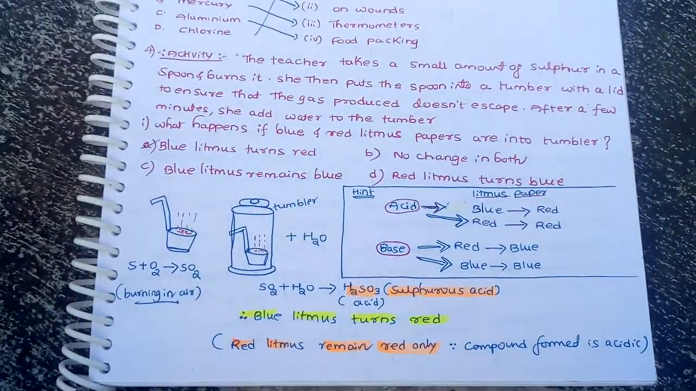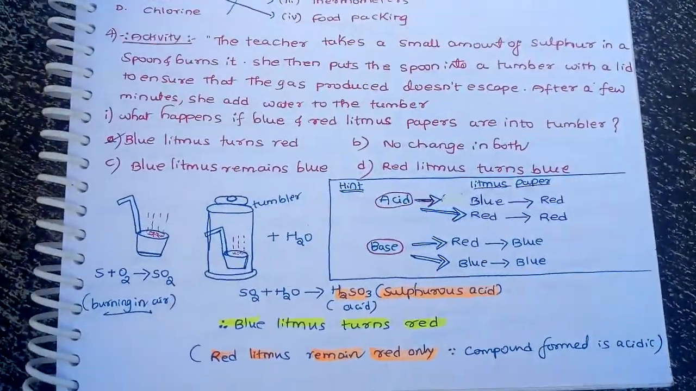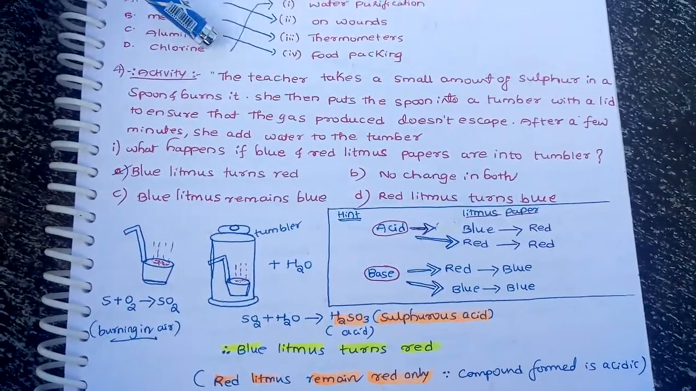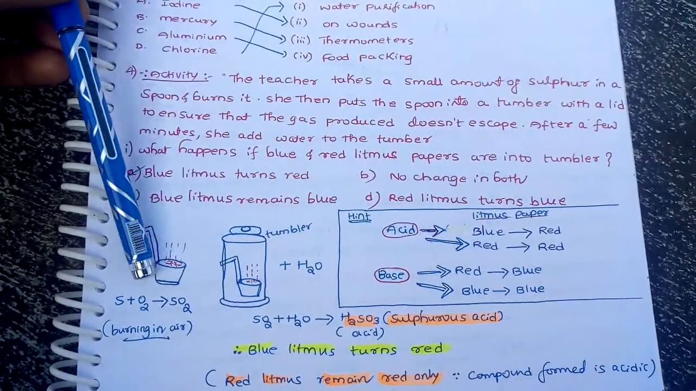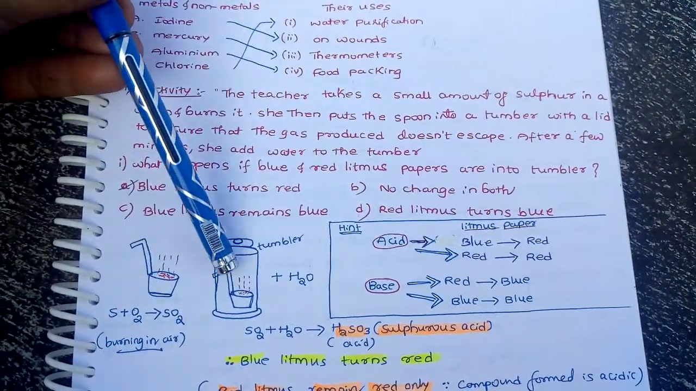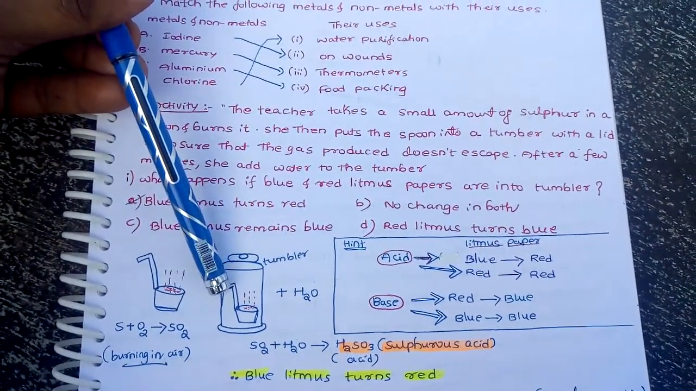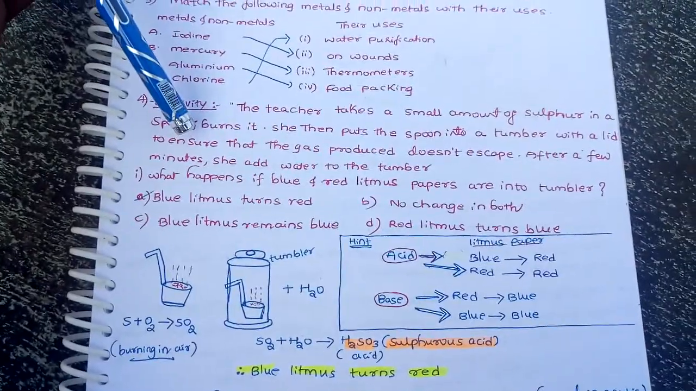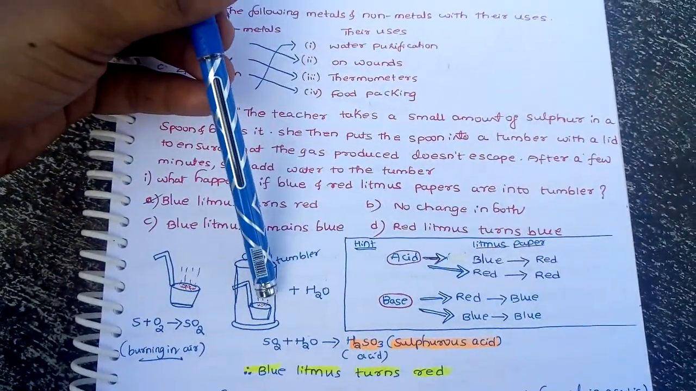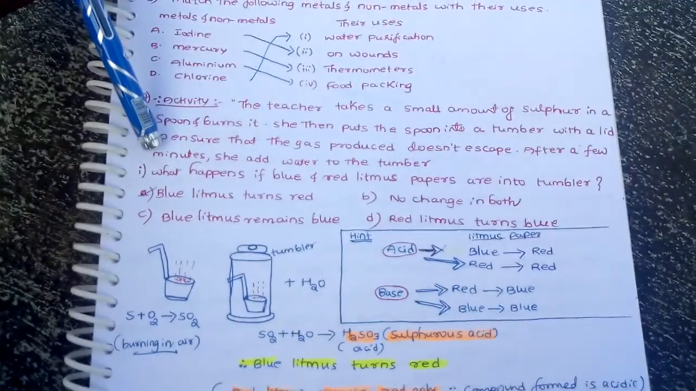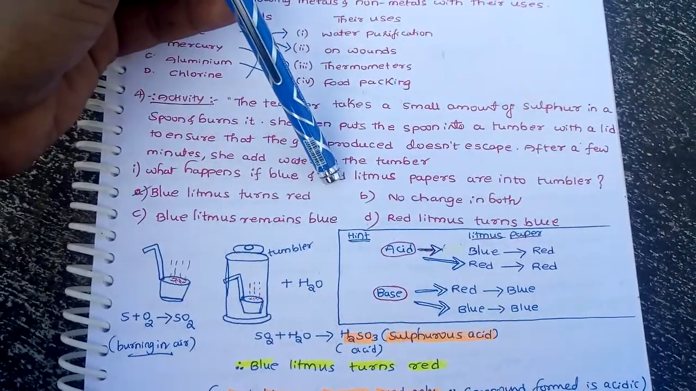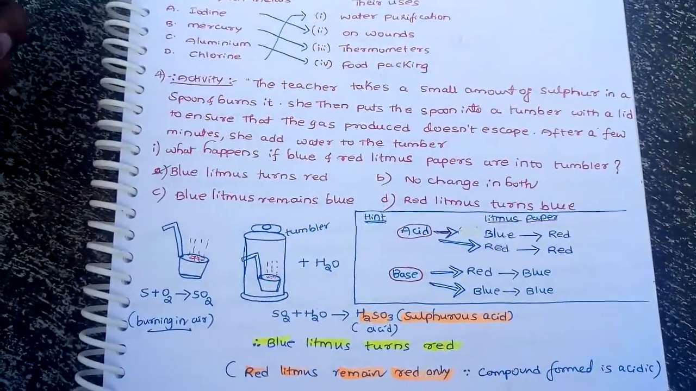Fourth important question: in an activity, the teacher takes a small amount of sulfur in a spoon and burns it, and she then puts the spoon onto a tumbler with a lid. Ensure that the gas produced doesn't escape. After a few minutes, she adds water to the tumbler. What happens if blue and red litmus papers are put into the tumbler?